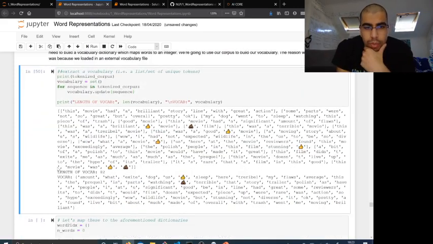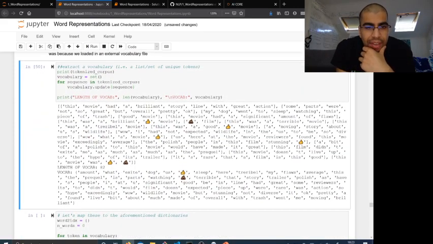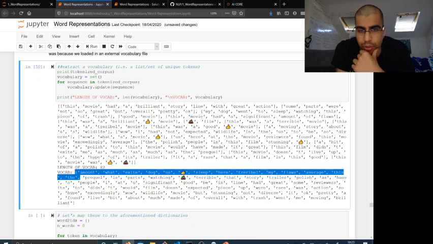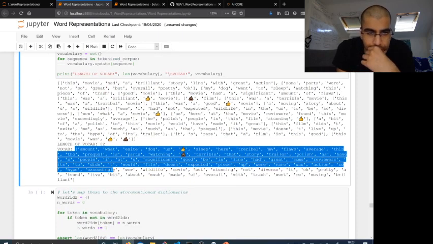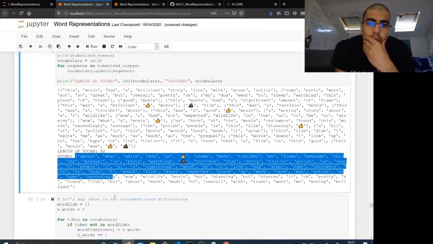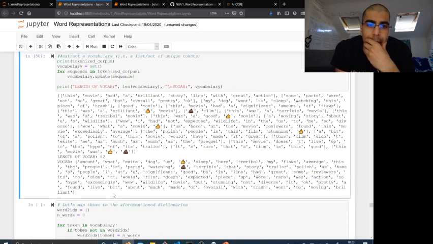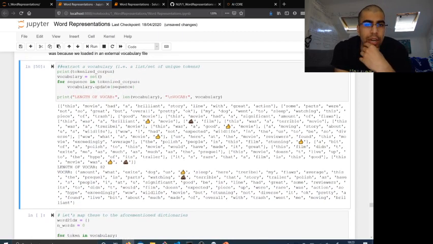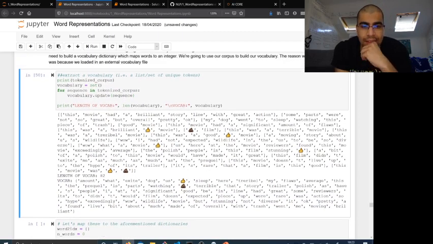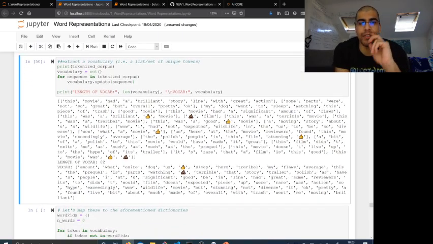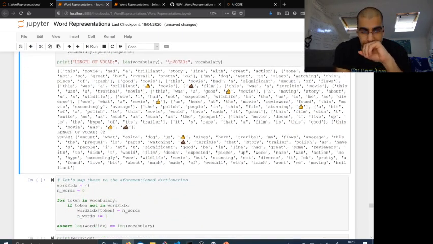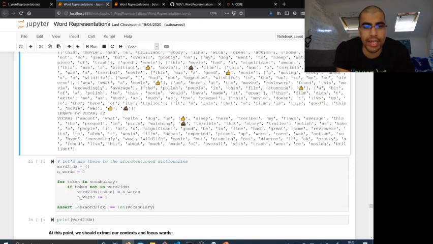Okay, here we see that we now have 82 unique tokens in our vocabulary, and the vocabulary is the set of those unique tokens. What we've got to do now is generate one-hot vectors, and to do that we want to map each of these individual words to an index. We're going to call this our word-to-index dictionary.